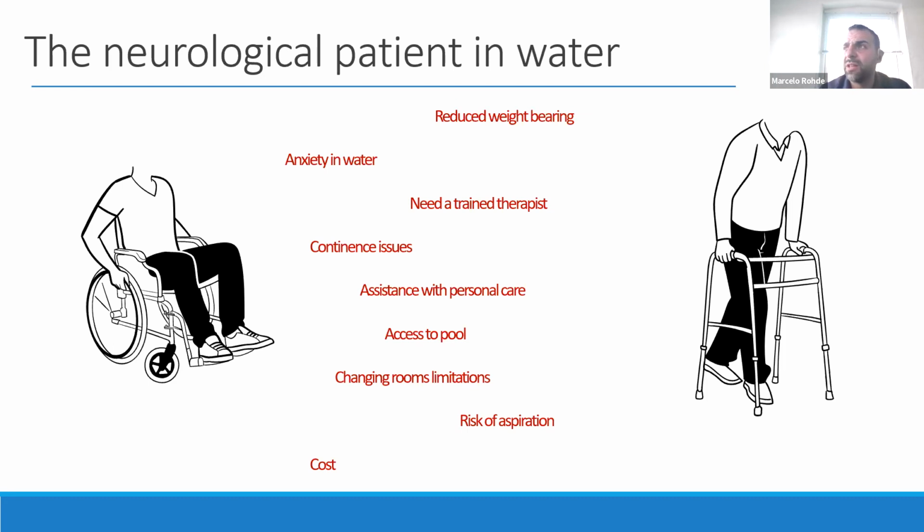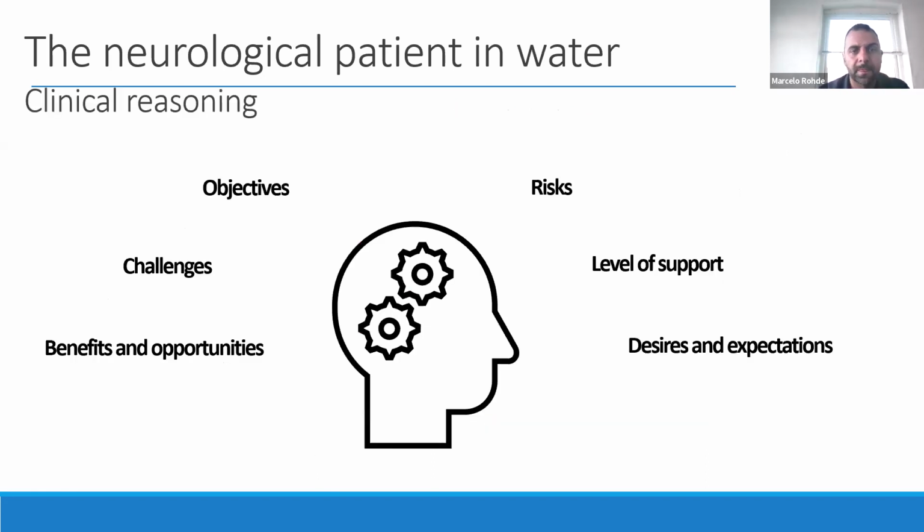So it's very hard when we're looking for pools to have these heavily disabled patients. Sometimes it's very hard, not because the pool is not there, but because the access is not there, or the changing rooms are not adapted, or they don't have a hoist, and so on. And we see this on and on and on. And of course, there is the cost as well. There is a high cost involved for the client paying for the sessions, but also for the running of the pool.